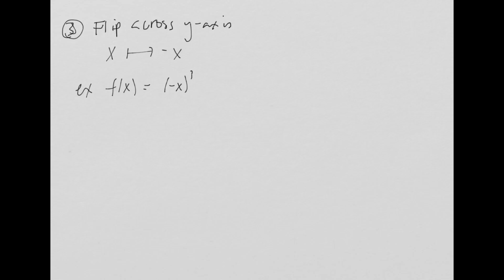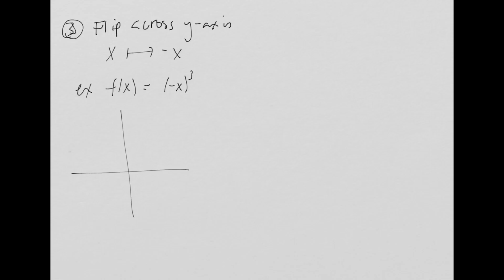We can also flip across the y-axis. So flipping across the y-axis, if you remember when we did symmetries, for symmetric about the y-axis, we replaced our x with our negative x. So flipping across the y-axis is where the x has been changed to a negative x. That's the only difference here. So for example, let's look at negative x cubed.